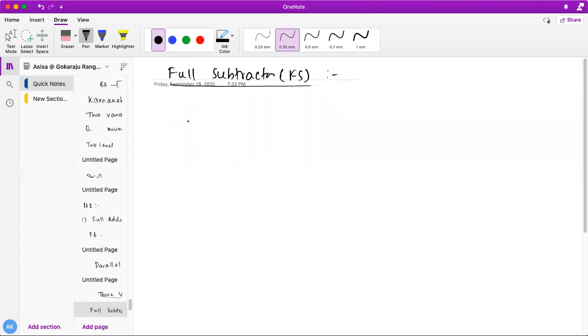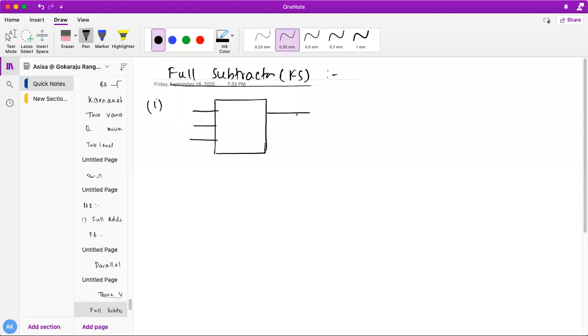Okay. So a full subtractor is a combinational logic circuit. It is going to subtract three binary bits. As we know, for designing any combinational circuit, you should identify how many input and output bits are required.